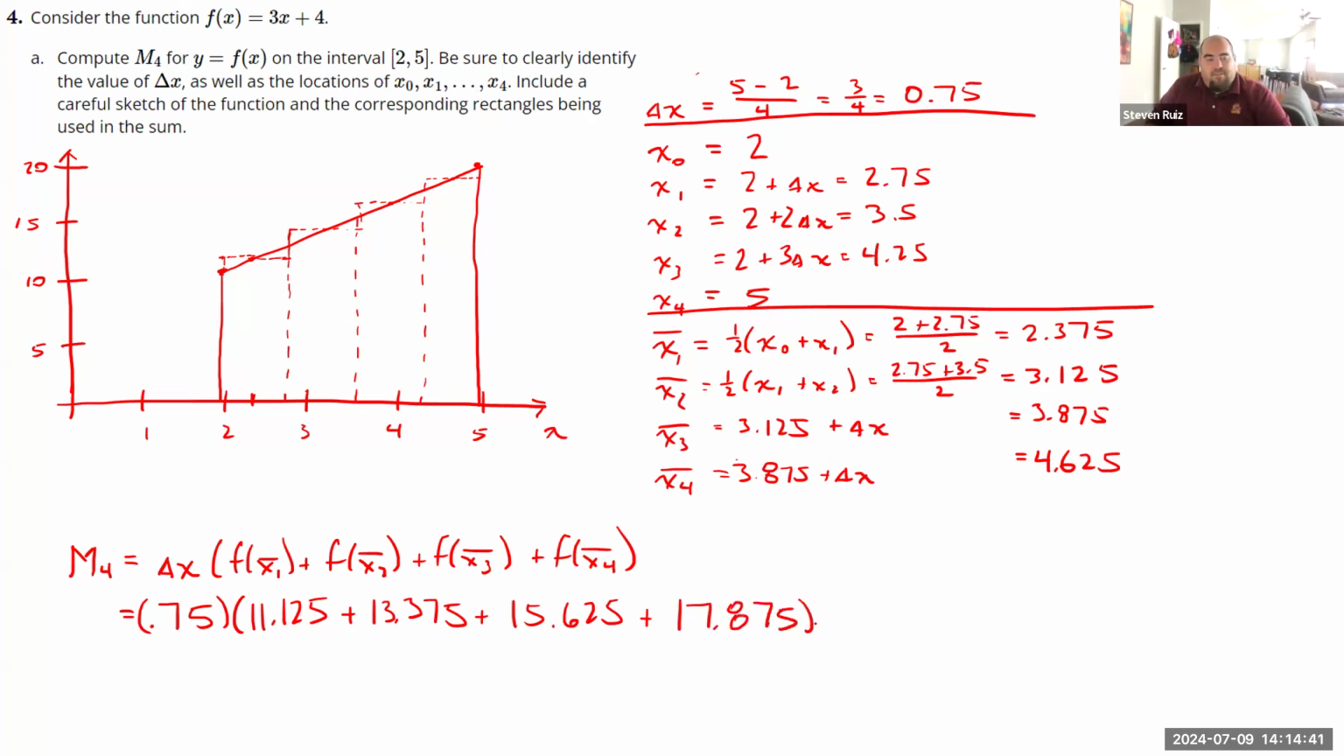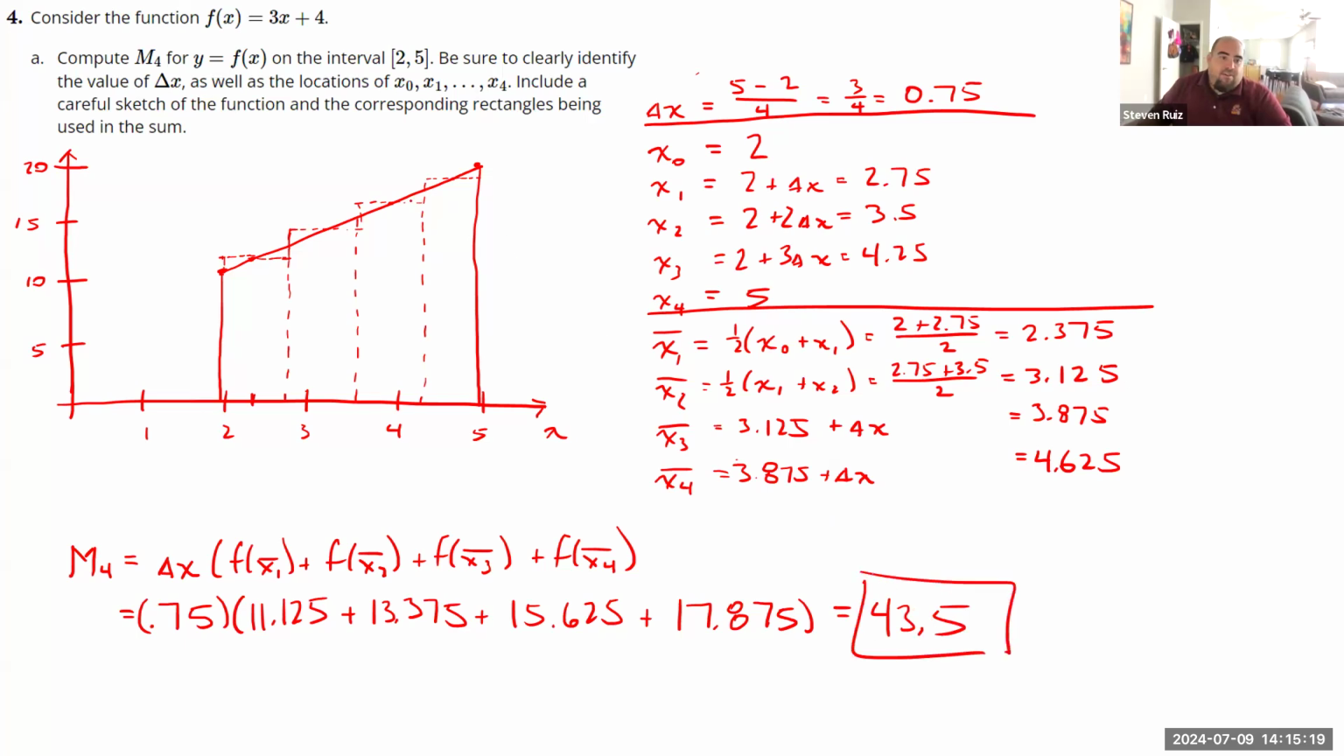All right, so now I want to add all those together. So 11.125 plus 13.375 plus 15.625 plus 17.875. And I get a grand total of 58. But then I don't want to just add all those heights together. I want to now multiply that by 0.75, which is the value for delta x. And now I get a value of 43.5.